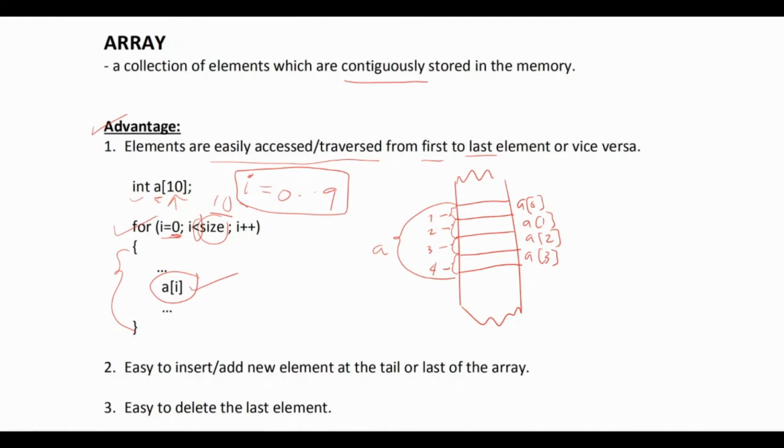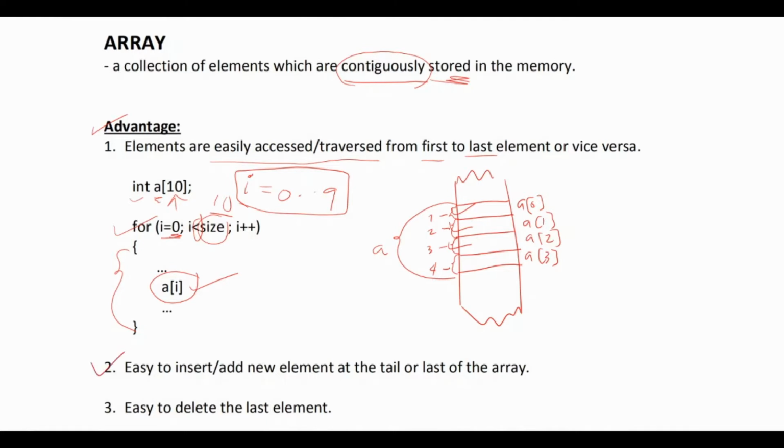Again, one advantage is that elements are easily accessed because we know that they are contiguously stored in the memory. So when you access this, you just increment the index, you could access the next, increment the index, you could access the next, and so on until you reach the last.